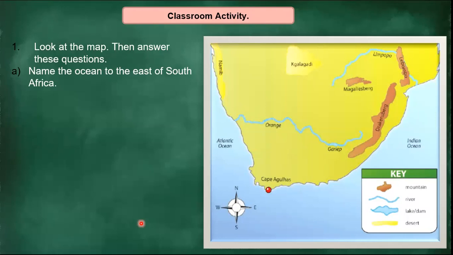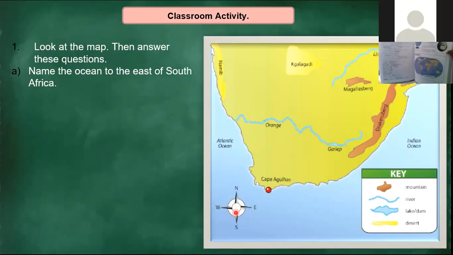Okay, listen to me now. I'm saying identify or name, look at the map, name the ocean, look at the oceans there on the east of South Africa. I want you to look at the compass direction here and tell me which ocean it's on the east. Indian. It is the Indian Ocean. That is correct. Thank you very much, Japan. Yes, we have the Indian Ocean. Okay, let's move.